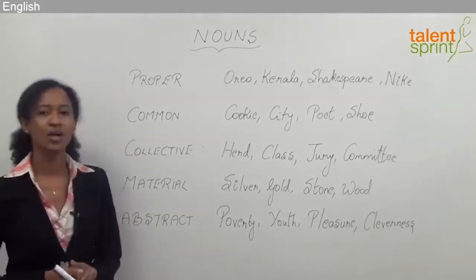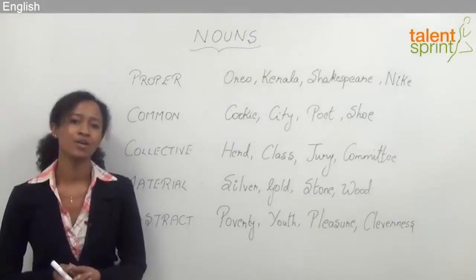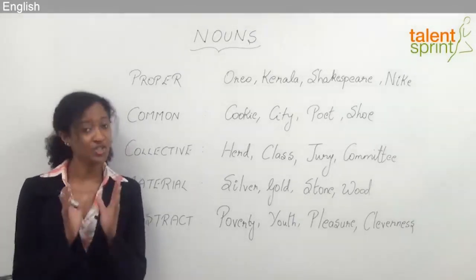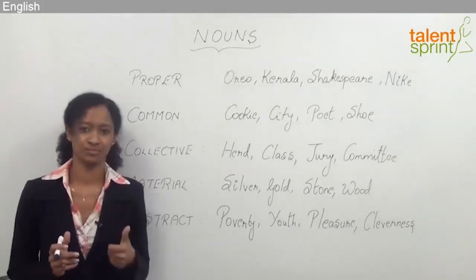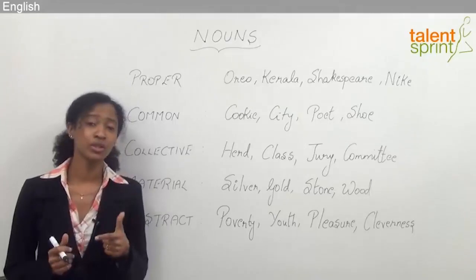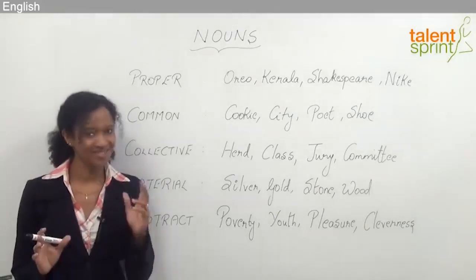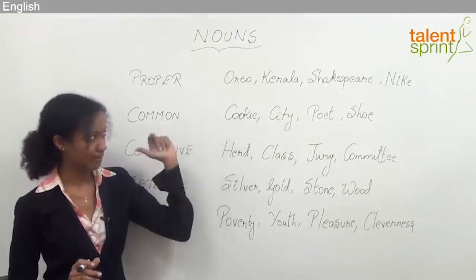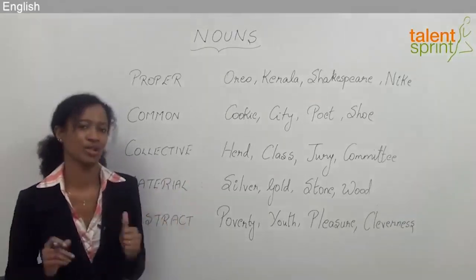The first one, a proper noun. Now what's a proper noun? A proper noun names individual persons, places, or things. Now what you need to remember in a proper noun is 1. It will refer to a specific item, one of a kind. 2. It will always begin with a capital letter irrespective of where you place it in a sentence. So let's look at examples. Oreo, Kerala, Shakespeare, Nike. These are all proper nouns.